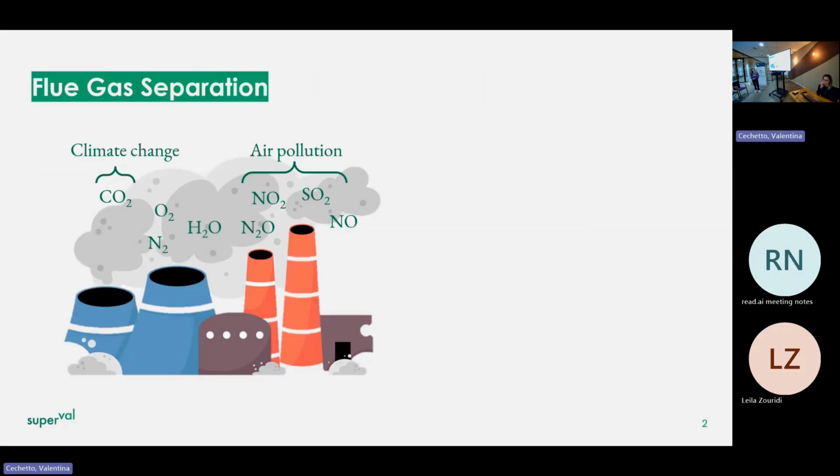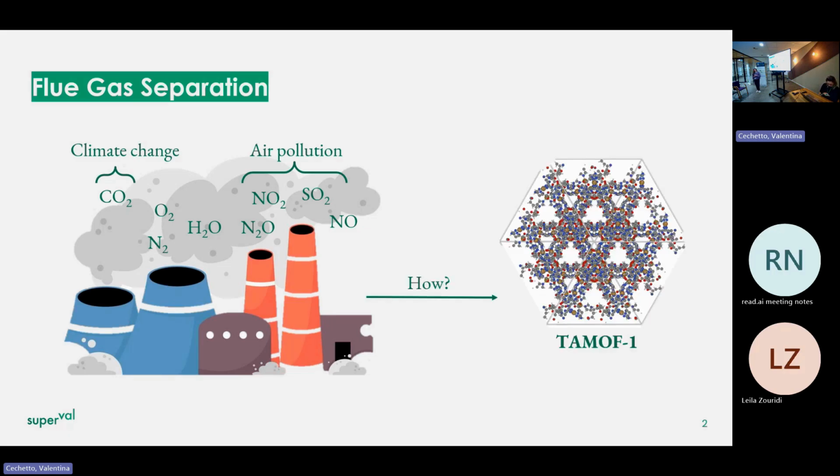Of course, flue gas is a complex mixture. It has many different components. It contains, for a large part, nitrogen, then NOx compounds, which are pollutants, and flue gases are also a large part of carbon emissions. So we would like to capture this carbon, CO2, from the flue gas. Within Superfall, we propose to do this with a MOF, TAMOF-1. There were already a couple of presentations on this MOF.